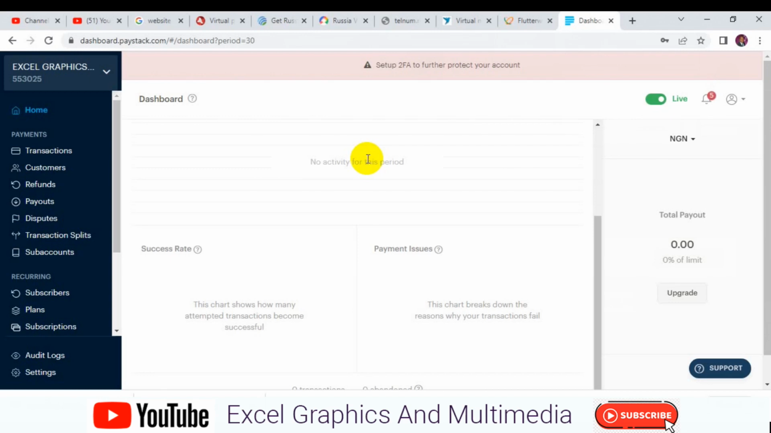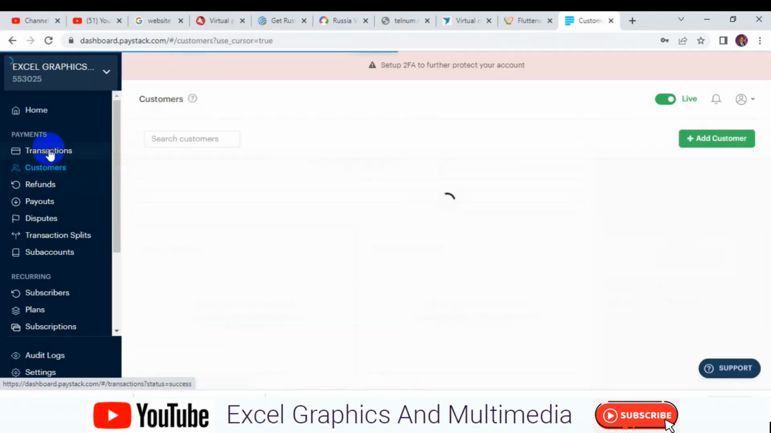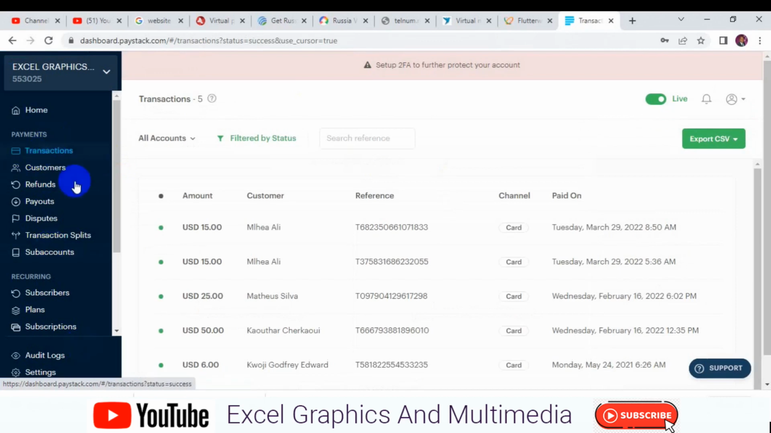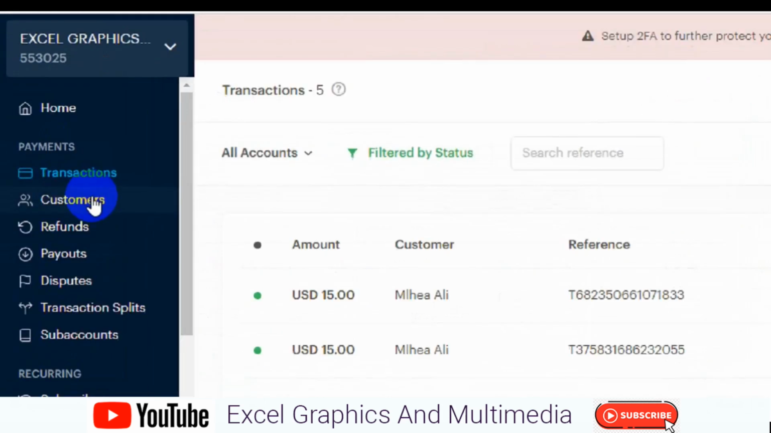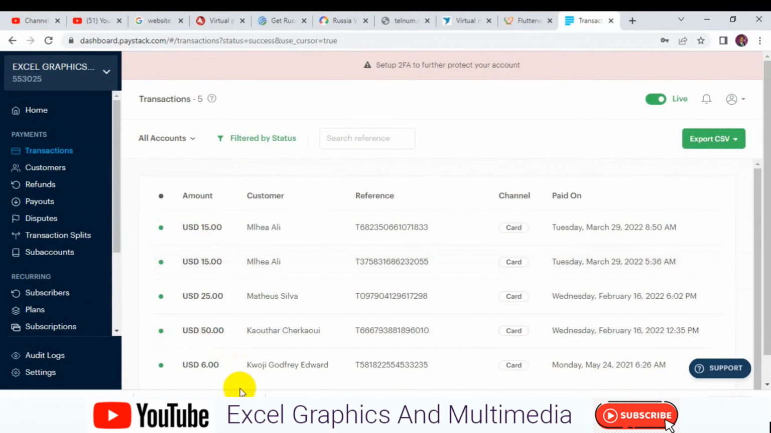But one challenge about Paystack is that you must submit your USD bank account. For instance, I have received some USD funds in the past through Paystack. Right here you can see the transactions I was able to receive through Paystack, and all these transactions have been credited to my bank account. You can see the reference, and the means of payment is card.